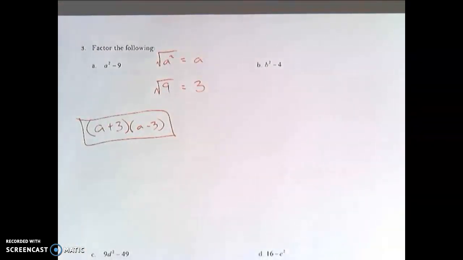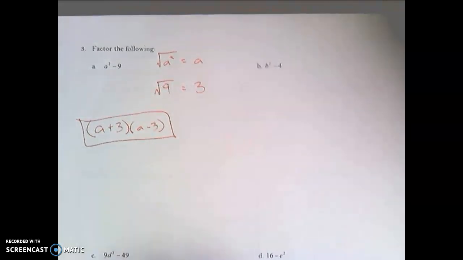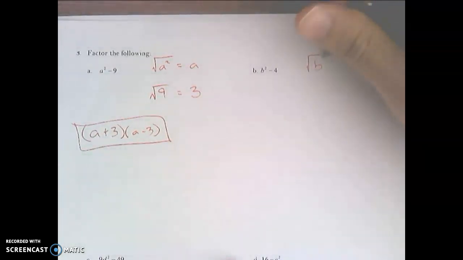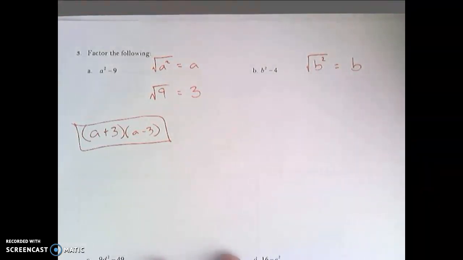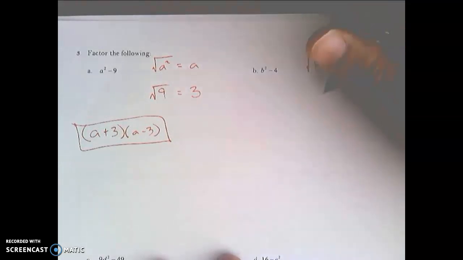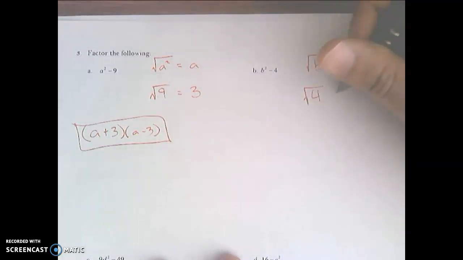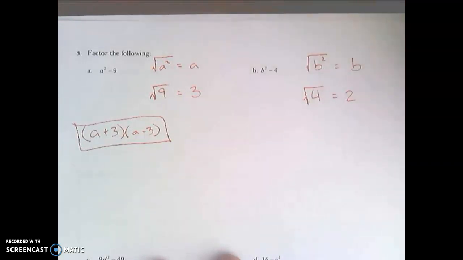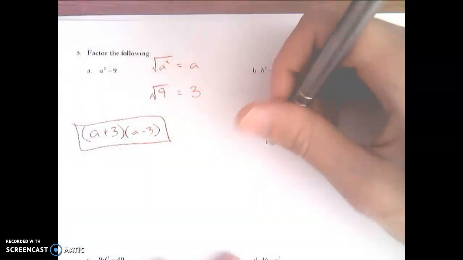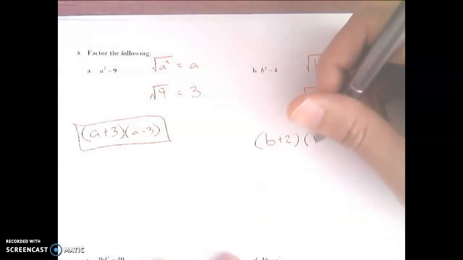Let's try example B. So we have b squared minus 4. We can take the square root of b squared. Our square and square root cancel. They're inverses of one another. So the square root of b squared is just b. And then we have 4. The square root of 4 gives us 2. So we have b plus 2 and b minus 2.